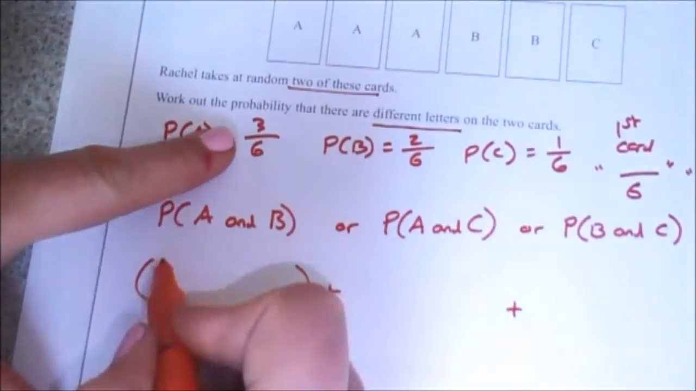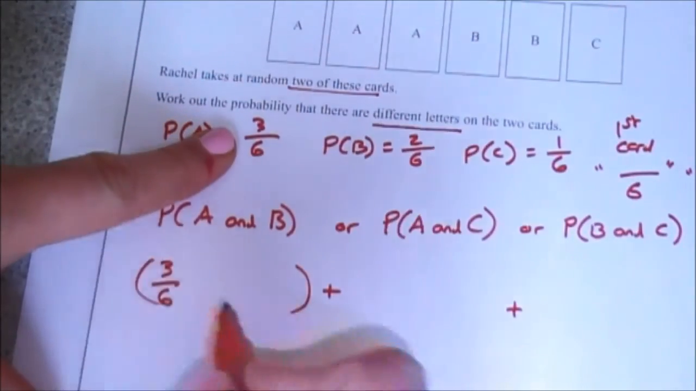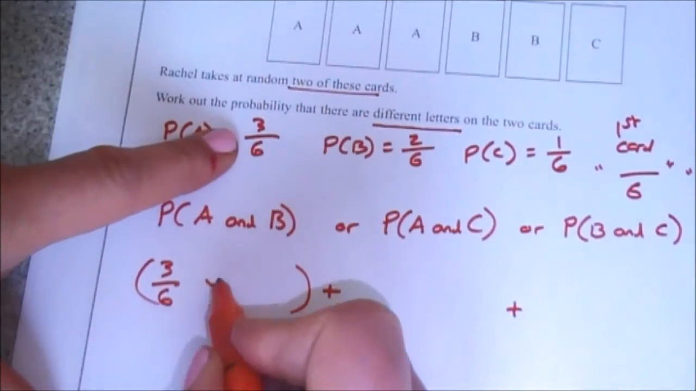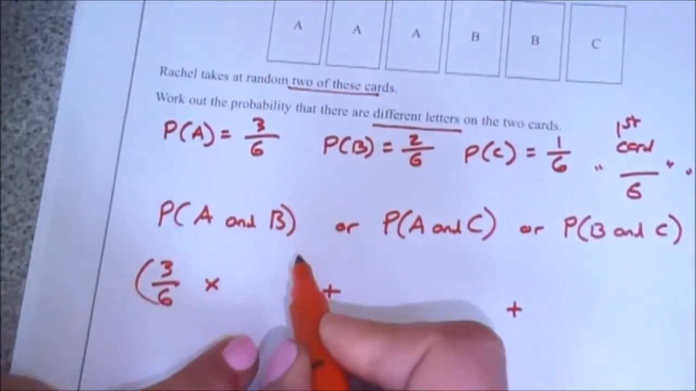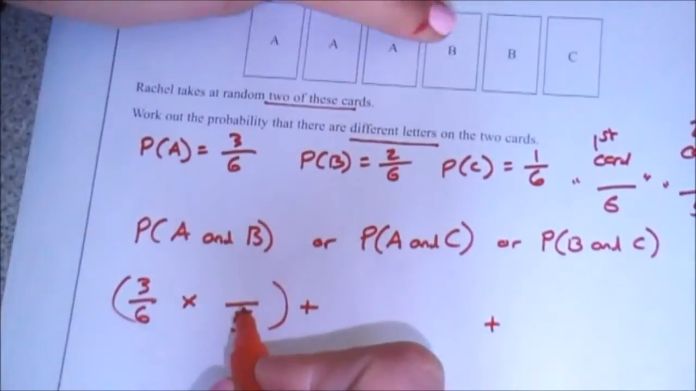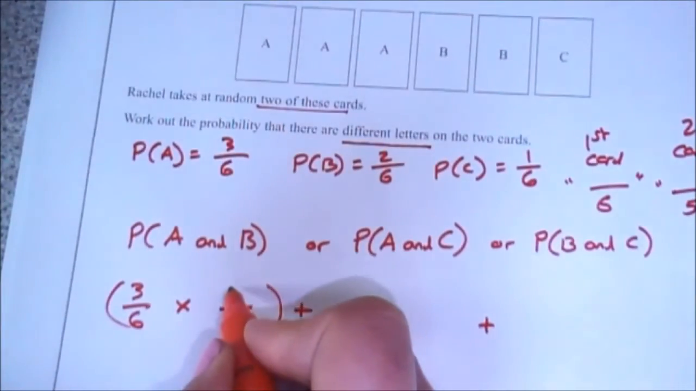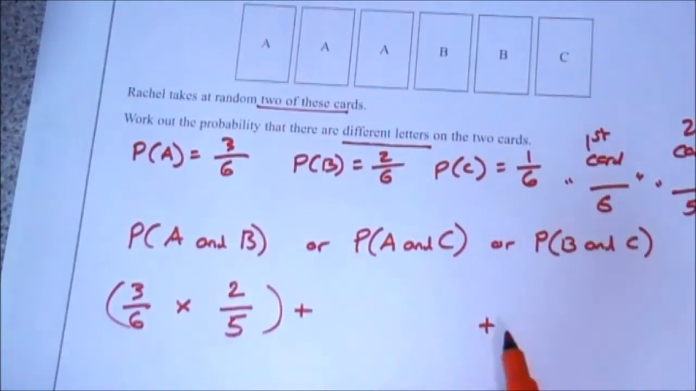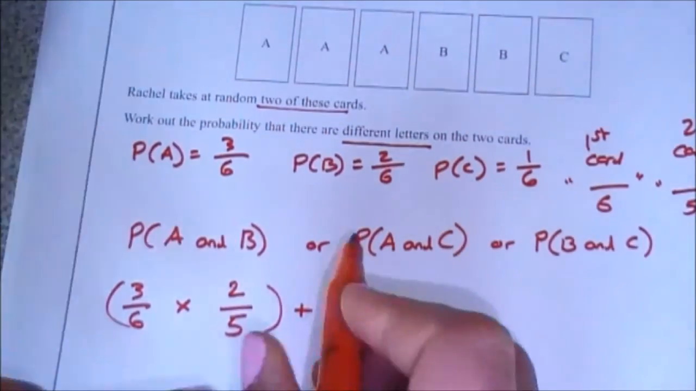So let's look at the first one, the probability of getting an A. So I've turned it over, first card, I had a 3 in 6 chance of getting an A. Times by my probability now of getting a B. There's only 5 cards left and both B's are still there. So it's 3 over 6 times by 2 over 5.